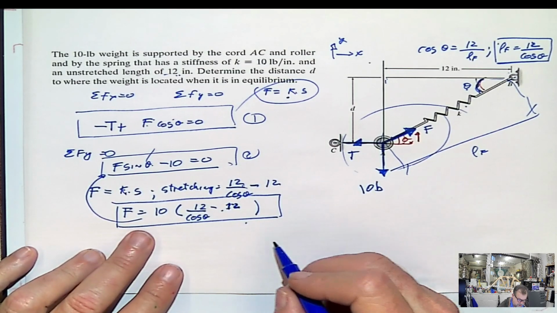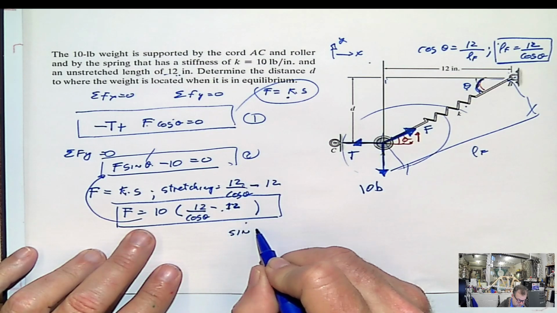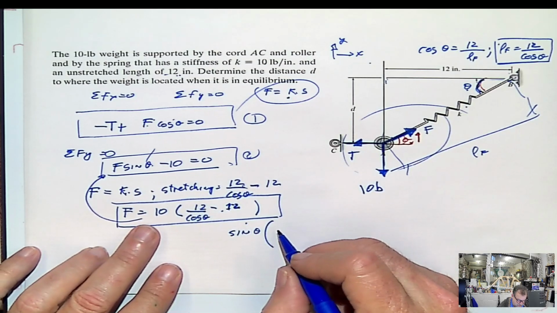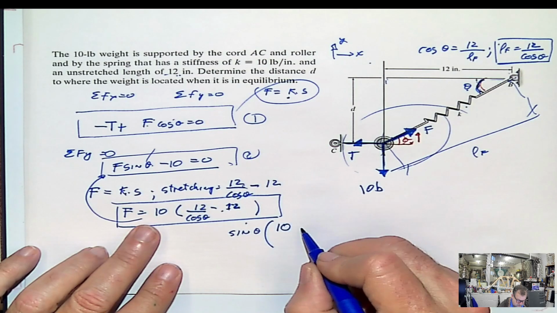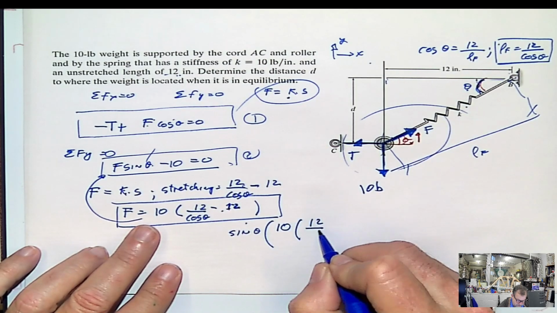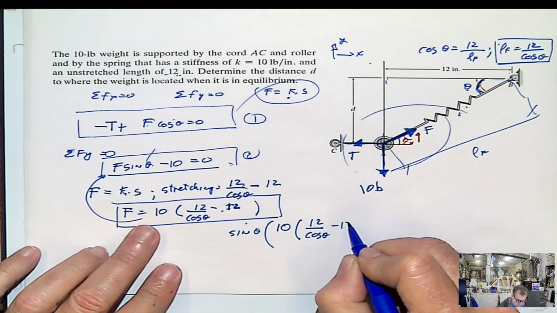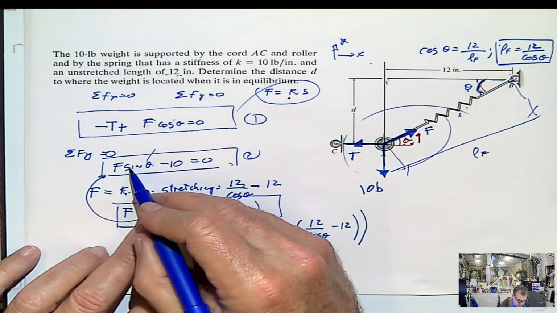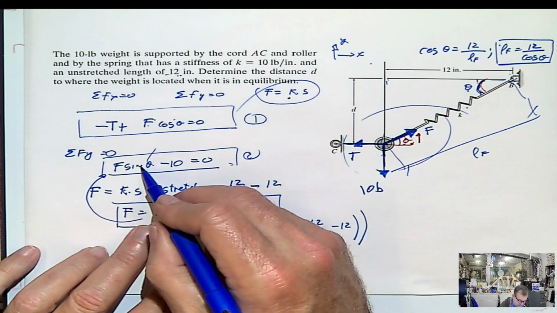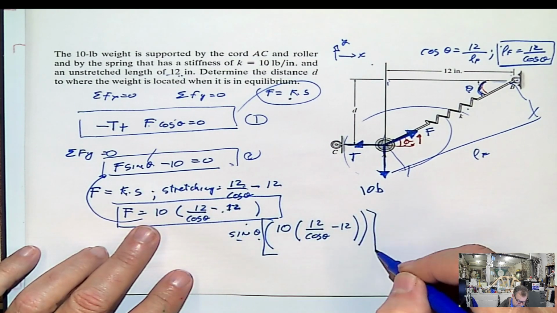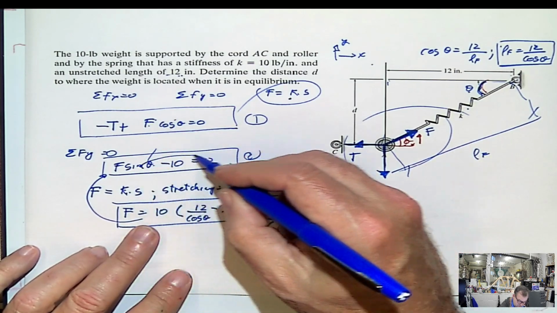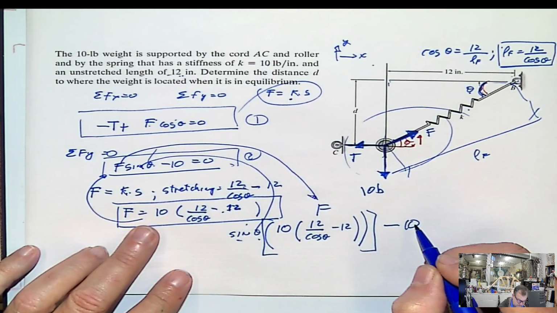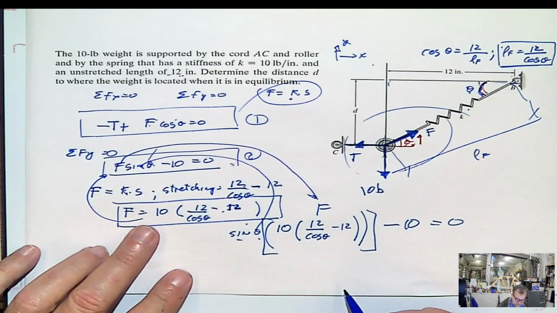If I do that, then I'm going to have sine of the angle multiplied by F, and F is this, 10 times 12 divided by cosine of the angle minus 12. That would be basically this, right? Sine of the angle. This would be F. This sine of the angle will be that sine of the angle. This F will be that F. Minus 10 will be this one, equals 0.